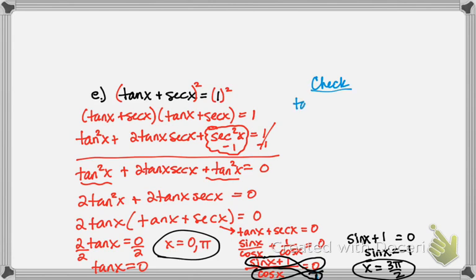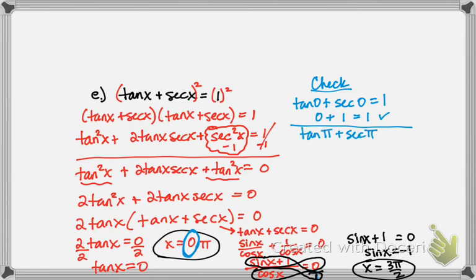So you're going to do the tangent of 0 plus the secant of 0 and see if that equals 1. Well, the tangent of 0 is 0. The secant of 0 is 1, so that does equal 1. 0 works. That is one of our solutions. Then we do the tangent of pi plus the secant of pi and see if that equals 1. The tangent of pi is 0. The secant of pi is negative 1, so that does not equal positive 1, so that one does not work. We cross it out.